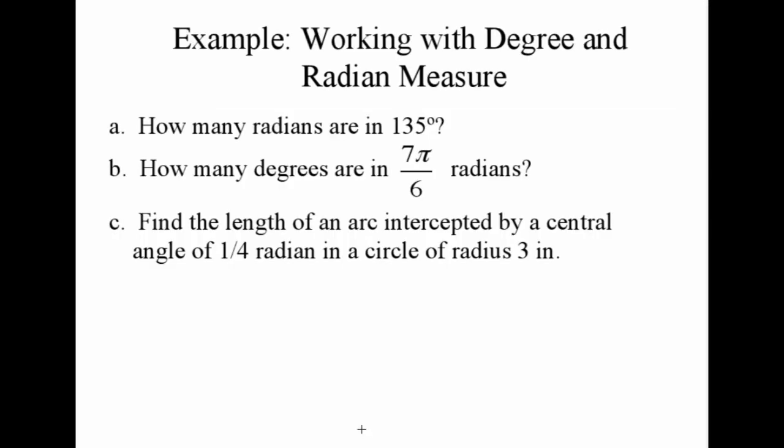So applying this, how many radians are in 135 degrees? That's example A. Example B, how many degrees are in 7 pi over 6 radians? And example C, find the length of an arc intercepted by a central angle of 1/4 radian in a circle of radius 3 inches. So pause the video right now and go ahead and try these 3 examples. And when you're ready, play the video and we'll take a look at the solutions.